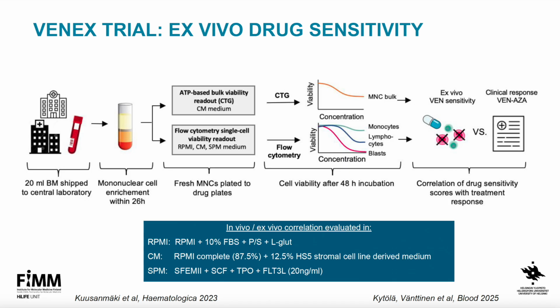So the cells were tested in three types of media: just a basic RPMI media, and then a conditioned media. So we took conditioned media from the HS5 human bone marrow stromal cell line and mixed it with RPMI. And then another commercial option, which was from StemCell Technologies, which had a defined growth factor cytokine mix.